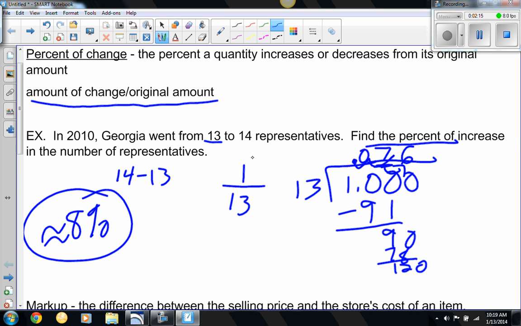So you're just going to find how much it changes, divide it by what it started at, change it to a decimal, and then change your decimal to a percent.